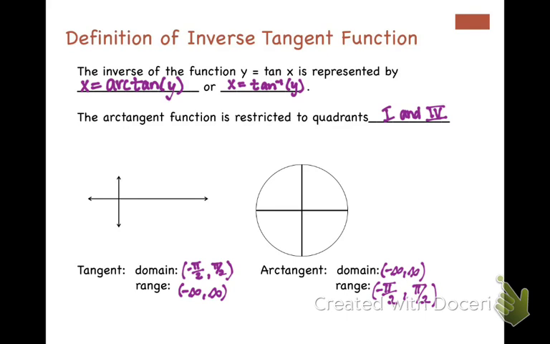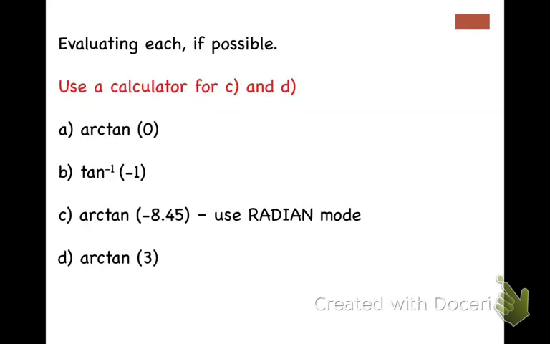Okay, so same idea. We're going to go through here. Actually, this time we're going to use calculator on the last two, and we're going to make sure that we're in radian mode for C, and we'll do degree mode for D. But for A and for B, we're going to do these by hand. So arctangent here of 0. This is the same thing as saying tangent of some angle that's equal to 0. Or I can write that as 0 over 1, right?